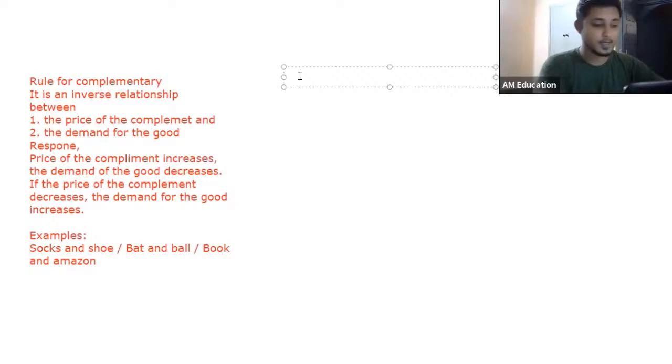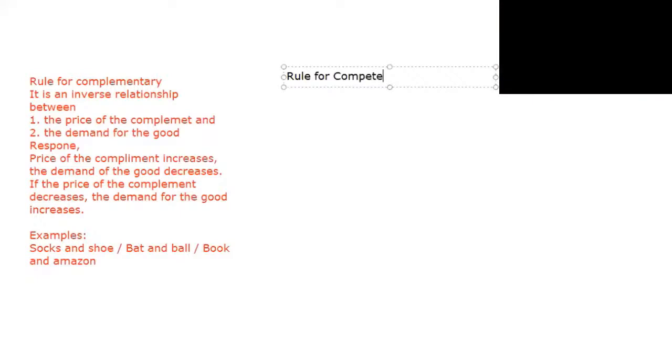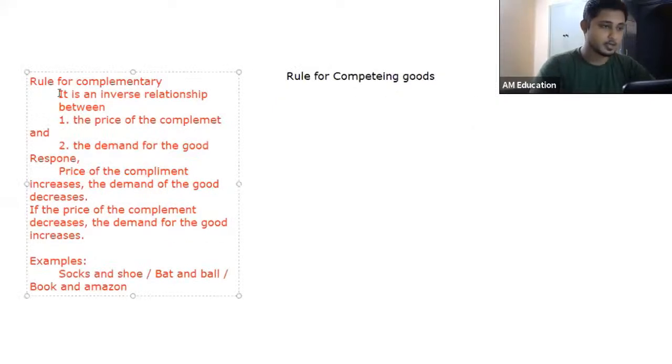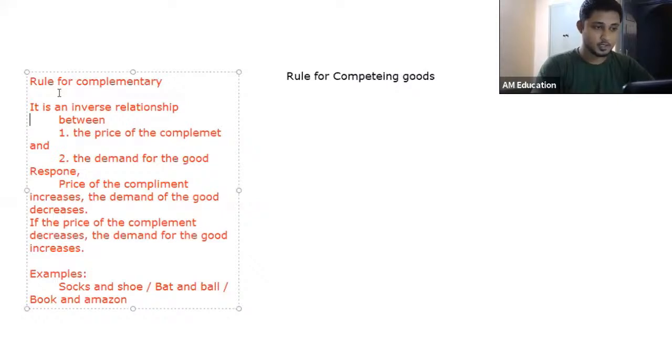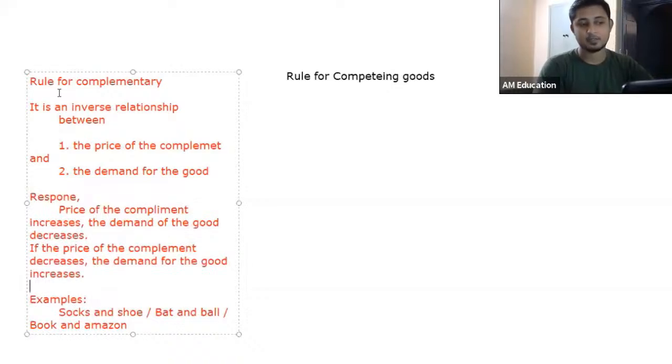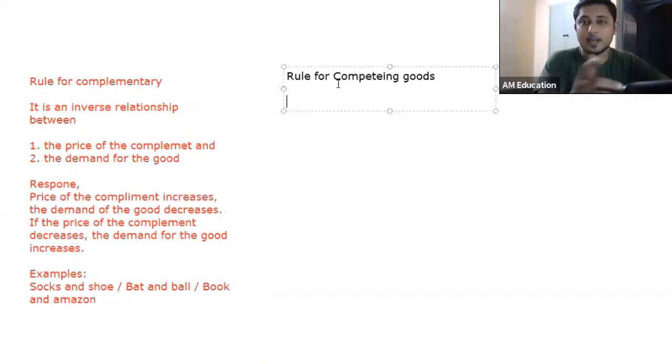In the meantime, let's complete the rule for competing goods. So how many points did we get in this? We had something like this. It is an inverse relationship. And then we spoke about the response. And then we spoke about examples. So the same goes with here. What is the kind of relationship they have? Competing goods have a direct relationship. Lovely, direct relationship.